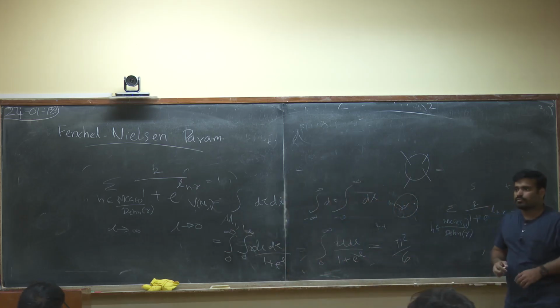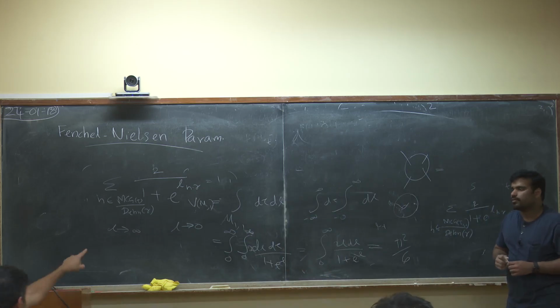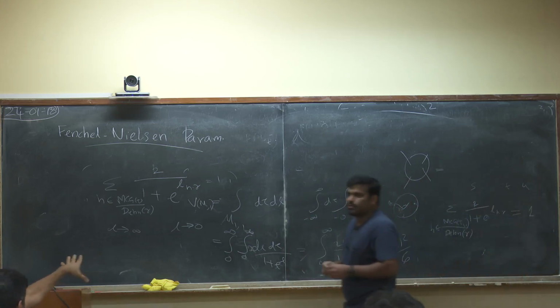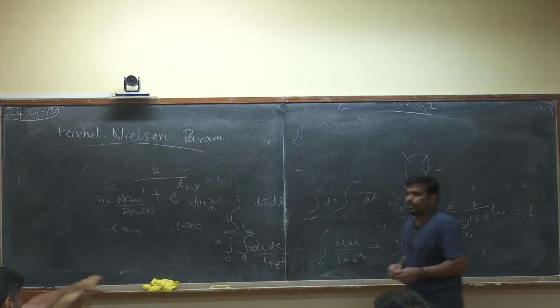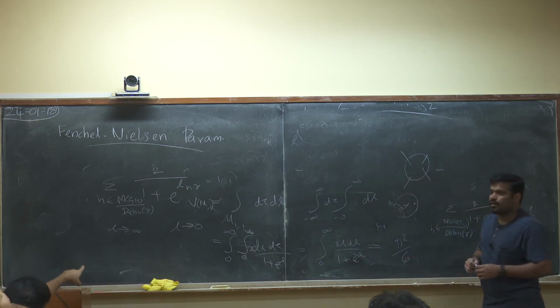Sorry, you probably said this, but I missed it. In the limit that L goes to 0, we're in a very special kind of torus. In that limit, you get maximum contribution when this curve is the zero element curve.